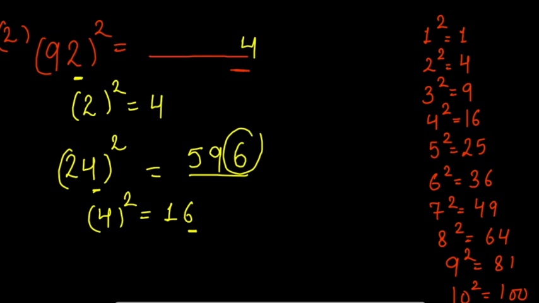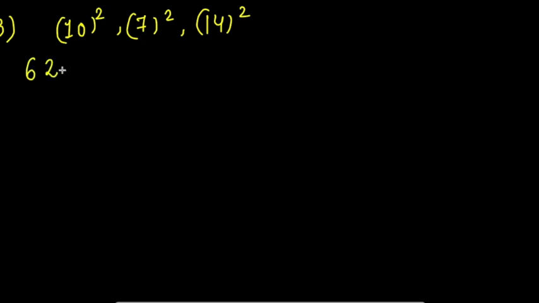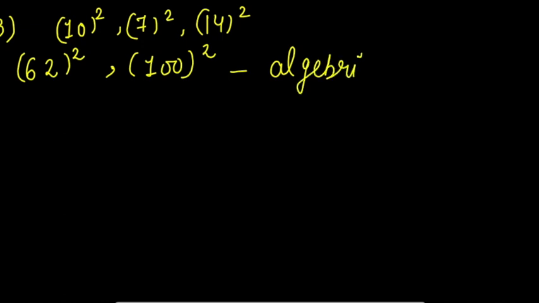Okay. Now the third and very important property of squares. For smaller numbers like the square of 10, the square of 7, the square of 14, we can directly write it, right? But if we have bigger numbers, suppose I want to find the square of 62, or the square of 100, we make use of algebraic identities. Sometimes the questions even categorically come like: find the square of the given number using algebraic identities, right?